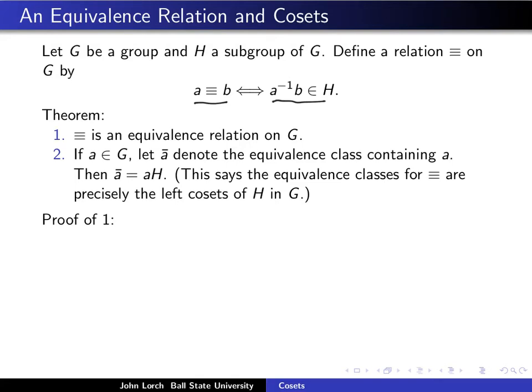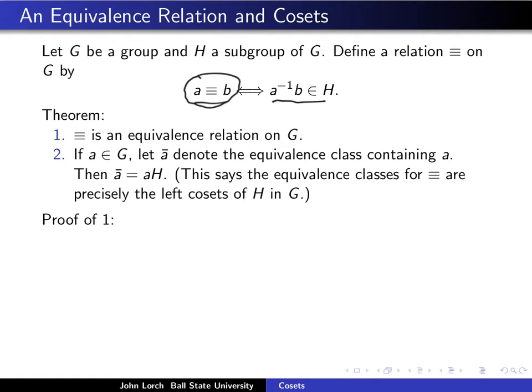And then the second part of our theorem says that if we start with a group element, say A, and we let A bar denote the equivalence class containing A, then this equivalence class is actually equal to the left coset of H by A. So this means that the equivalence classes for this equivalence relation are exactly the left cosets of H in G. And that turns out to have important consequences. Okay, well, why don't we try to prove this theorem?